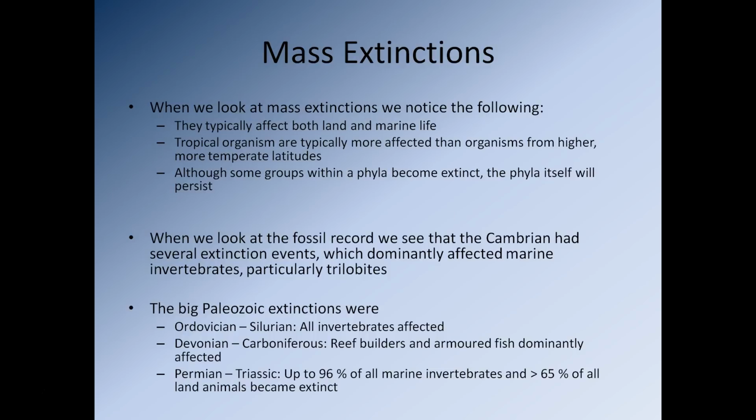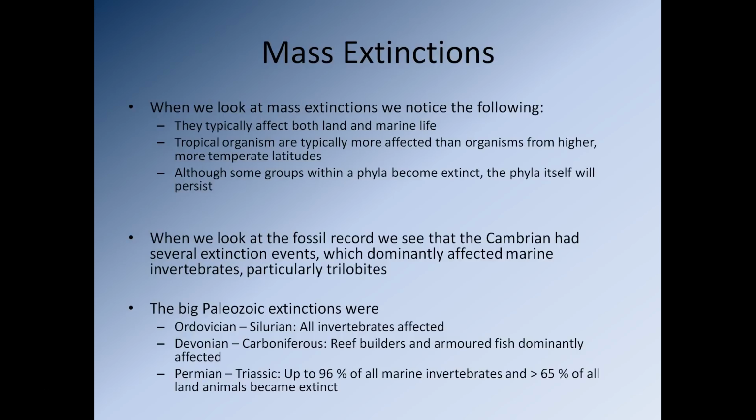So in terms of extinctions throughout the rest of the Paleozoic, we see there's an extinction between the Ordovician and the Silurian. Now that affects all invertebrates in the marine community. There's an extinction between the Devonian and the Carboniferous. That very heavily affects reef-building organisms and armoured fish. So the reef-building organisms are, of course, the stromatoporoids, the tabulate corals, and the rugose corals. They don't do very well.